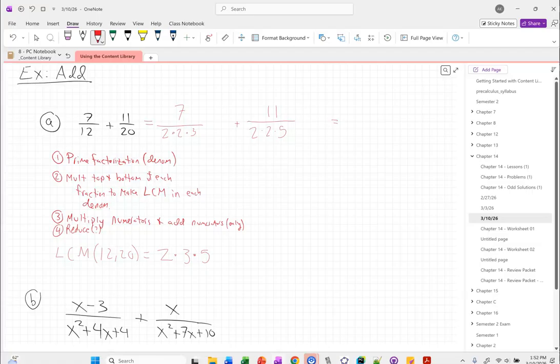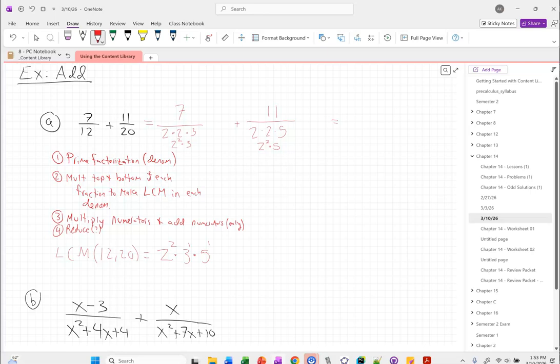And then I'm going to look at the powers of each of those. In 12, I really have 2 squared times 3. And in 20, I have 2 squared times 5. My biggest power of 2 is 2. My biggest power of 3 is 1. My biggest power of 5 is 1. That's how I'm going to build my least common multiple. Each distinct prime to the biggest power of that prime.